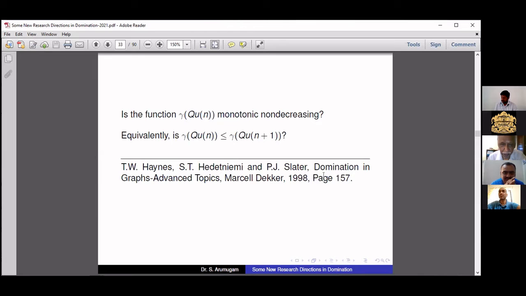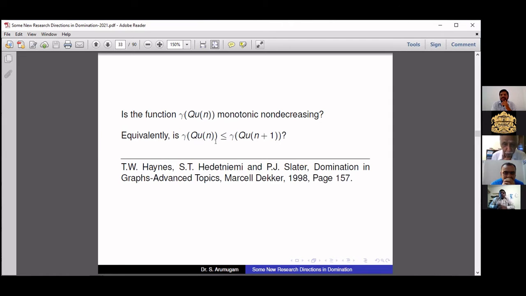Fine. So is gamma qn a monotonic non-decreasing function? See, in the previous slide, I showed you the numbers up to n equal to 20. One thing is obvious. If at all gamma qn increases, it can increase at most by 1. From an n cross n to an n plus 1 cross n plus 1 board, if at all gamma increases, it can increase by at most 1. Because you are adding one row and one column, you put the top corner in your set. That will dominate the newly added cells. So when you pass from n to n plus 1, the increase can be a maximum of 1.